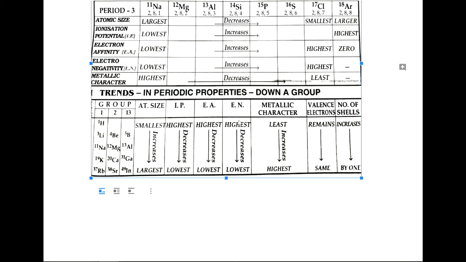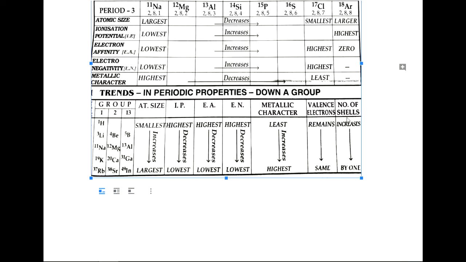The reasons are the same, because effective nuclear charge increases top to bottom, but the size or atomic radii also increases top to bottom. Now what happens with the metallic character top to bottom? Metallic character always increases, because metallic character depends upon the size of the element, and top to bottom the size of the element always increases. That's why metallic character also increases.